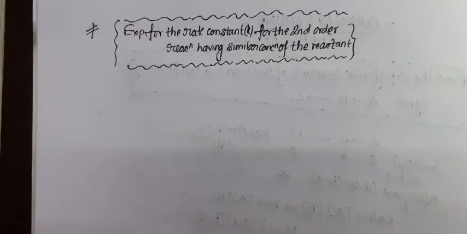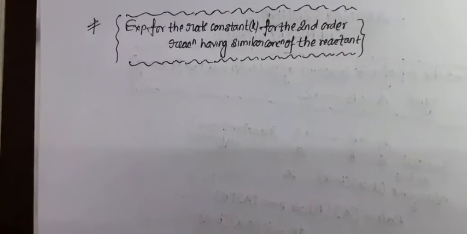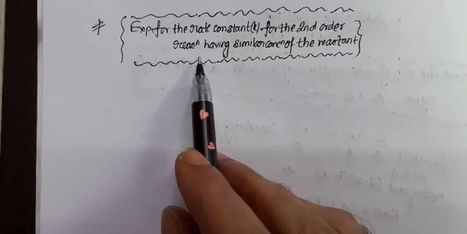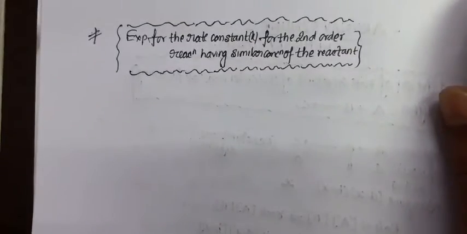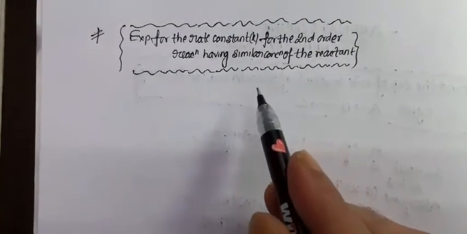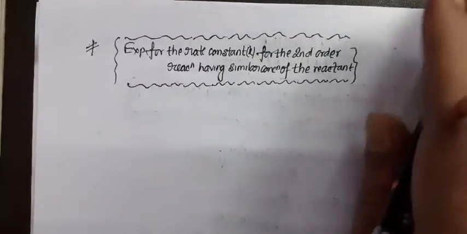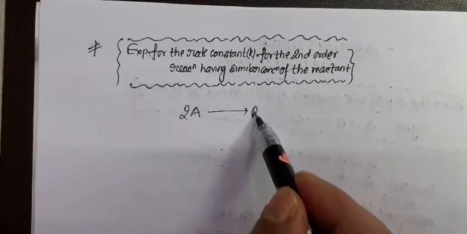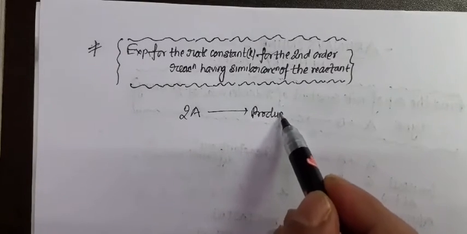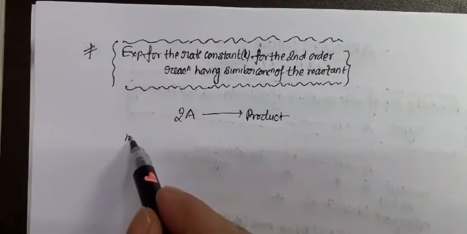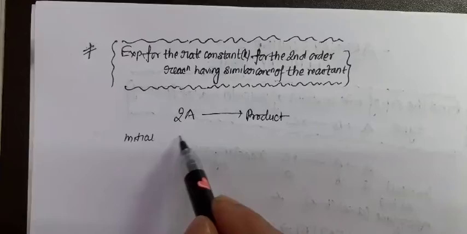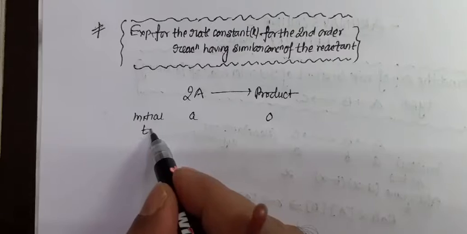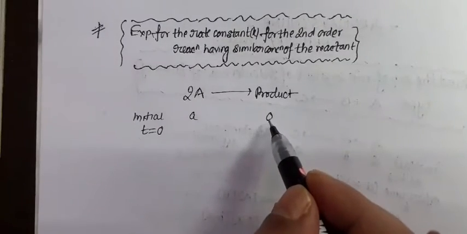In today's class, we'll discuss a very important question from chemical kinetics, that is, the expression of the rate constant for a second order reaction having similar concentration. So let's start. Let's take a second order reaction, 2A changes into product. Its initial concentration becomes a, and at t equal to 0, there will be no product formed.